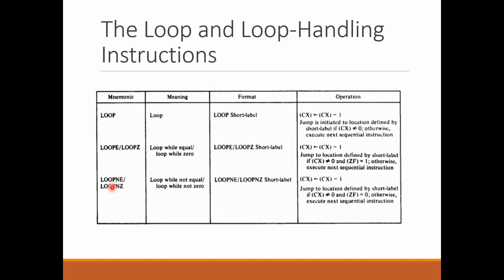Again, LOOPNE or LOOPNZ means loop while not equal or loop while not zero, and its format is the same as the loops before. How it works: every time the loop repeats itself, the value of CX is decremented by 1, and it jumps to the label whenever CX is not 0 and the value of the zero flag is 0. Otherwise it goes out of the loop.